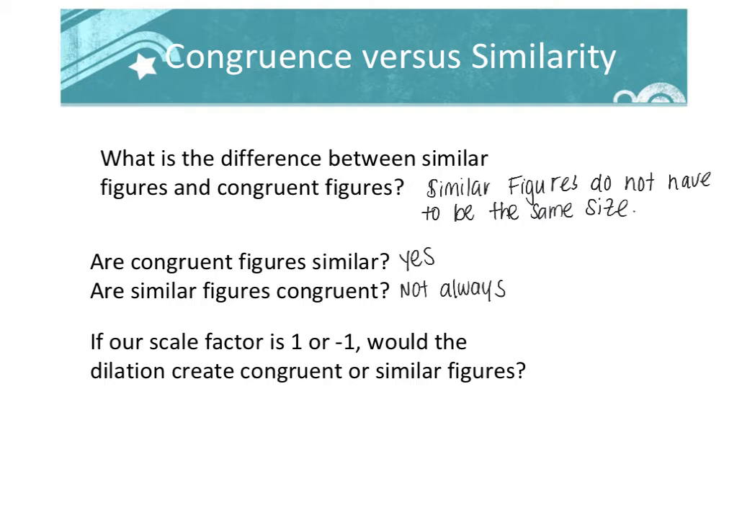If our scale factor is 1 or -1, so K equals 1 or -1, would the dilation create congruent or similar figures? And this one is congruent. Because when K equals 1 or -1, you're not changing the shape of the image. If it's -1, you're rotating it 180 degrees. If it's positive 1, you're not changing it at all.